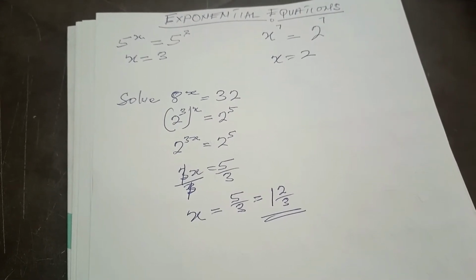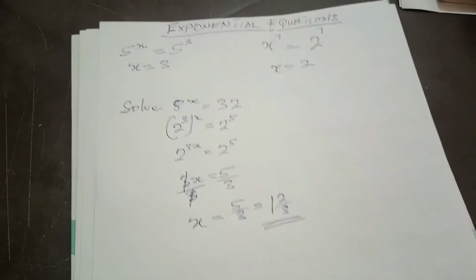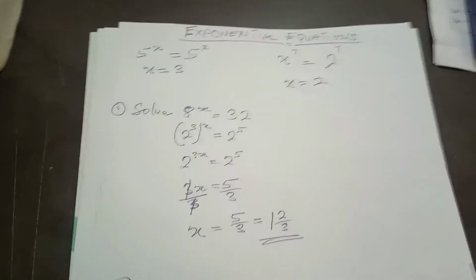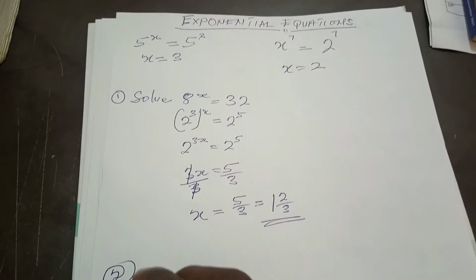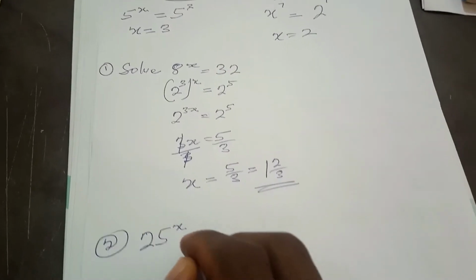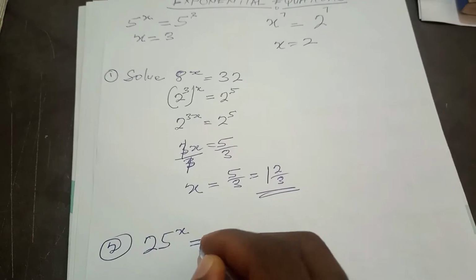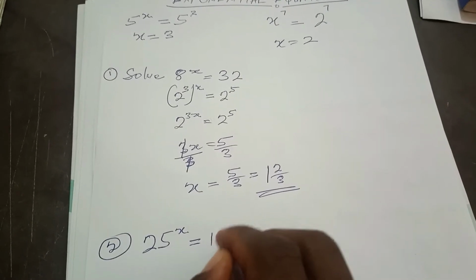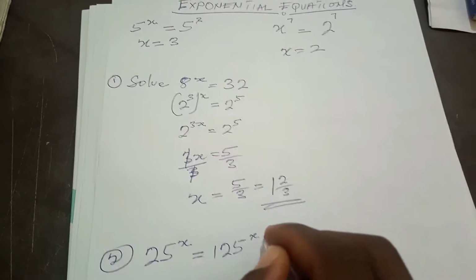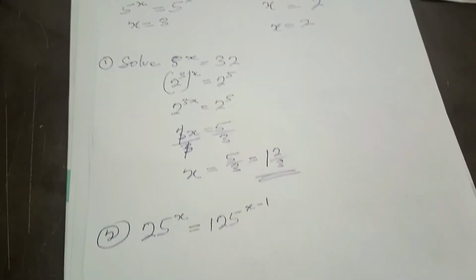Let us take another example, and let's make this example 1. We go to example 2. This is 25 exponent x equals 125 exponent x minus 1. The same approach here.